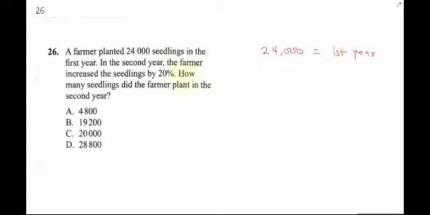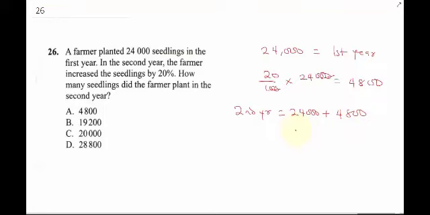Now, for the second year, he increased it by 20% of the value of the first year. So let's get 20% of 24,000. This is going to give us 00. It's going to cancel the 00. So here, you are going to get 240 multiplied by 20, and that's 4,800. So for the second year, he did 24,000 plus 4,800. So that's going to give us, when you sum this up, 28,800. So for the second year, this is what he planted.